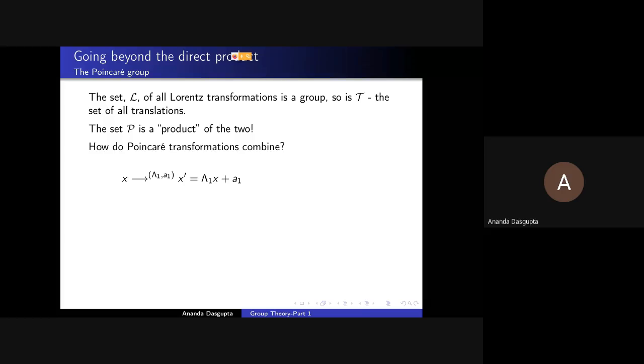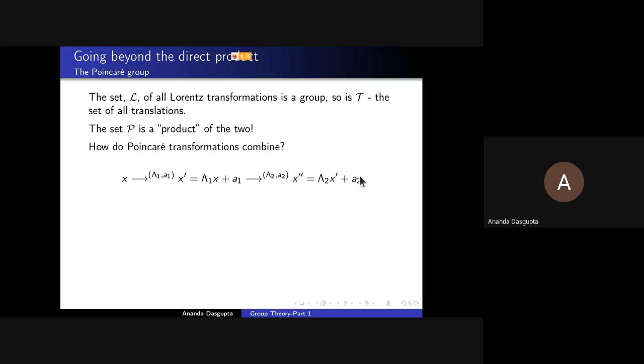You start with an x and then do one transformation, say lambda 1 a1 first. What happens? X becomes x prime, which is lambda 1 x plus a1. Remember, there is a definition of lambda 1 a1. You first apply lambda 1 and then translate by a1. So this is a new x prime. Now you want to do a second Poincare transformation, lambda 2 a2. Lambda 2 a2 acts on x prime, so lambda 2 x prime plus a2.